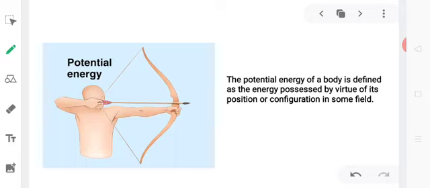Potential energy. The potential energy of a body is defined as the energy possessed by virtue of its position or configuration in some field. Thus, potential energy is the energy that can be associated with the configuration or arrangement of a system of objects that exert forces on one another. Obviously, if configuration of the system changes, then its potential energy changes.